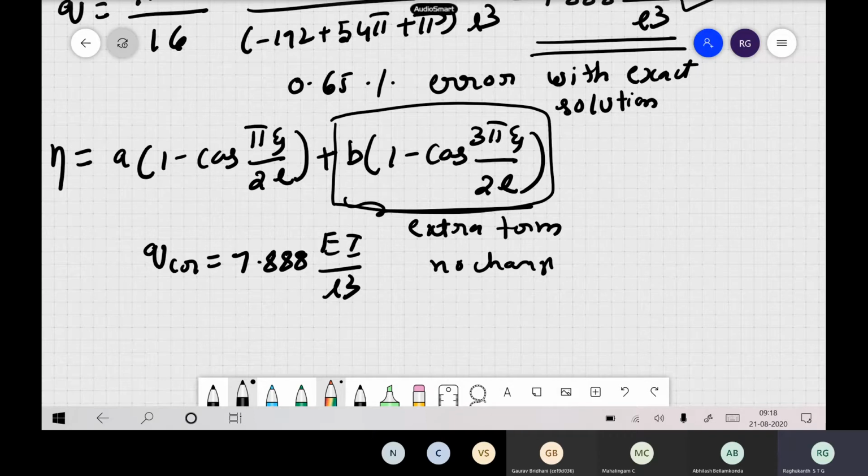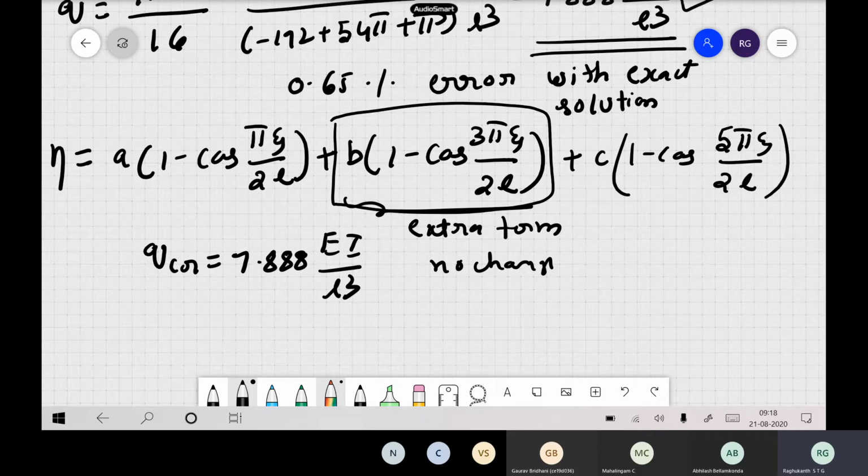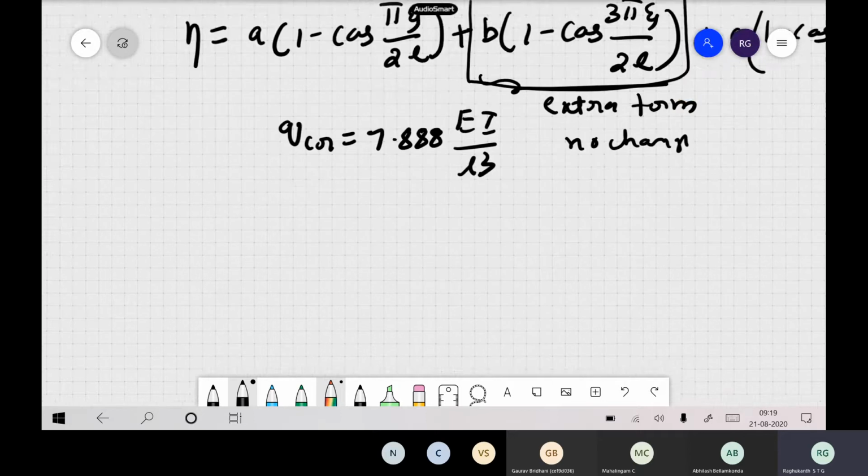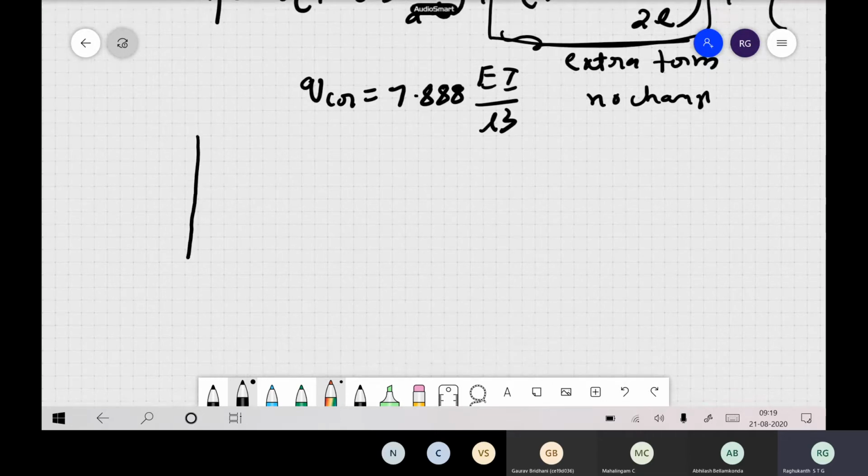So this is one you can just try actually. You can even add 1 minus cos 5 pi psi by L also, and you can see that by adding more number of terms also, the error cannot be made 0% in the same method. So this is how we can solve this very complicated problem, this expression, by energy methods. And now you can also solve this problem. I leave it to you as an exercise, you try.